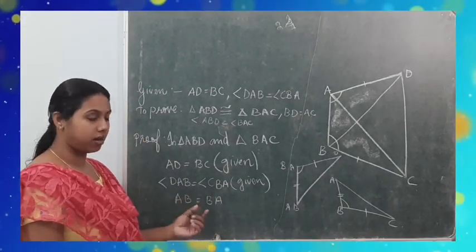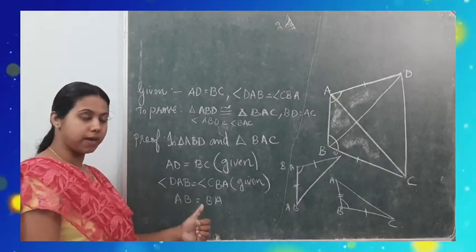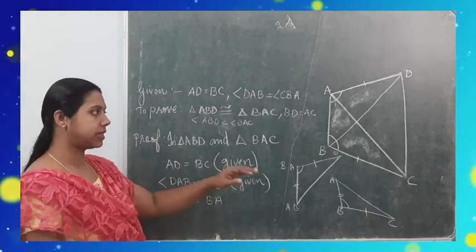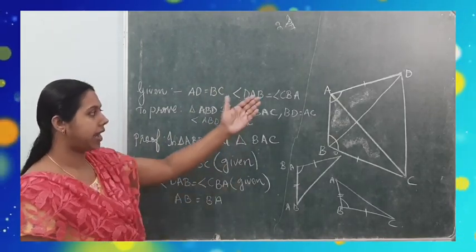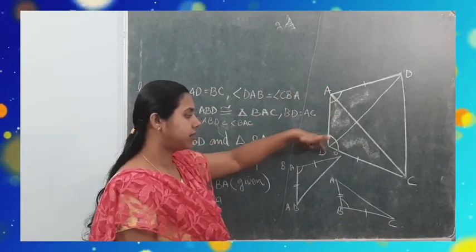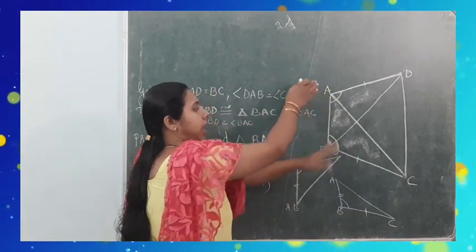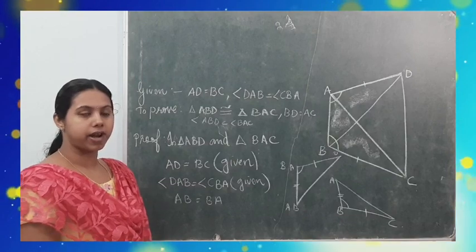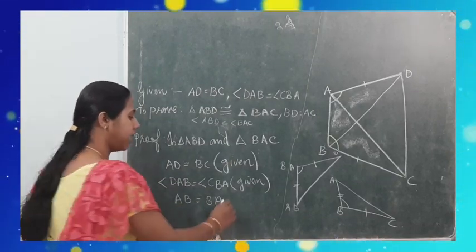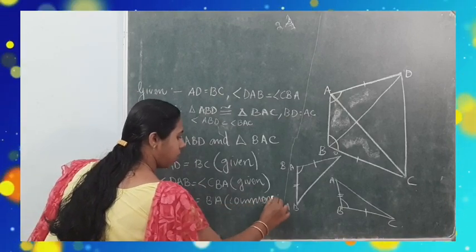We cannot say that AB equal to AB. It is AB equal to BA because B coincides with A and C coincides with D, and A at that time will coincide with B. So this triangle will turn and sit on top of triangle ABD. So AB equal to BA, there is a common side.